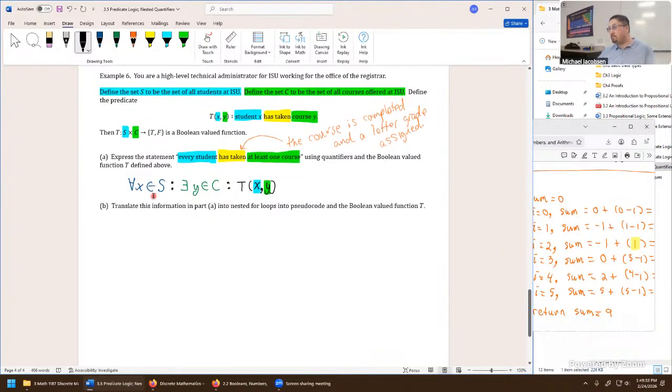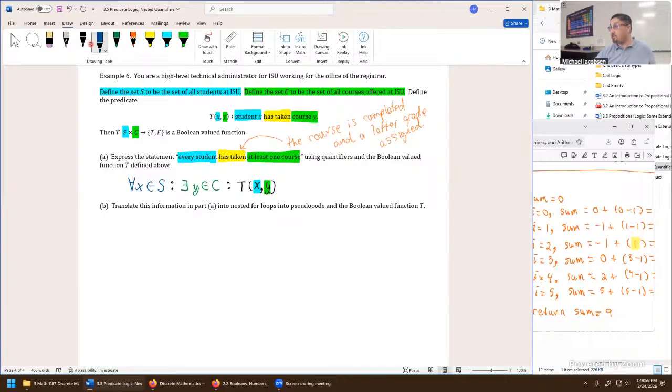We're trying to see if this statement comes out as true. And if it does come out as true, there's probably something wrong with our system, something wrong in the databases, because there's no way that every single student has taken at least one course. Surely there are freshmen taking their very, very first classes at ISU. They don't have a letter grade assigned. So we're going to test this out in our system to see if it's behaving as normal.